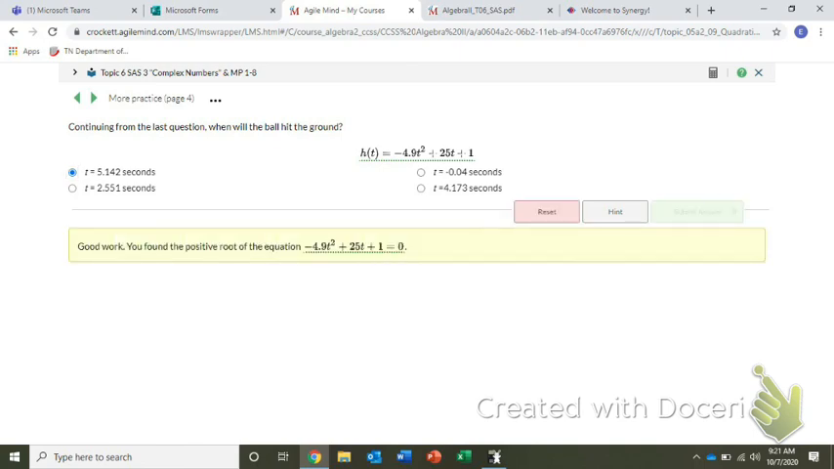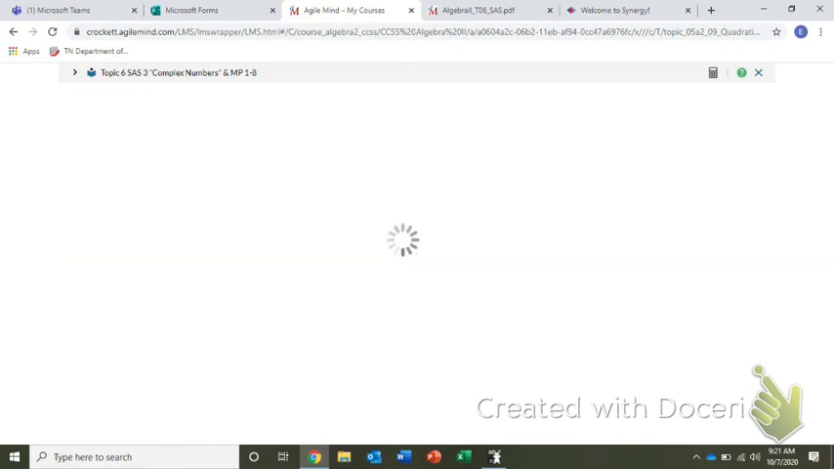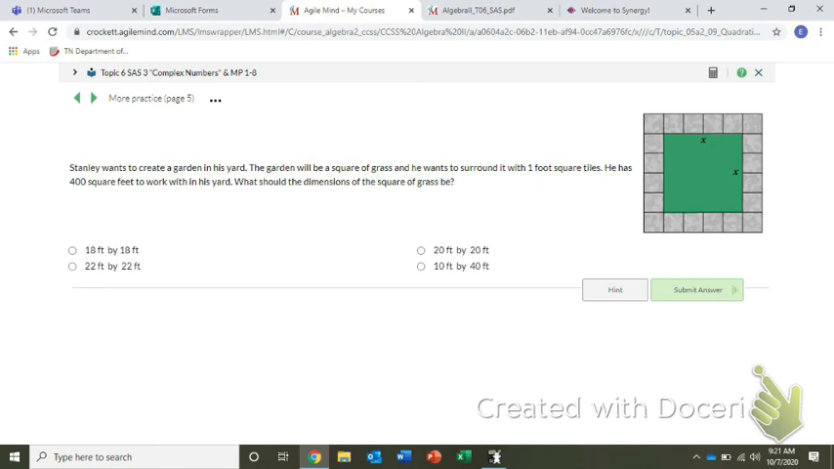Okay. All right, Stanley wants to create a garden in his yard. The garden will be a square of grass, and he wants to surround it by 1 foot square tiles. He has 400 square feet to work with in his yard. What should the dimensions of the square of the grass be?